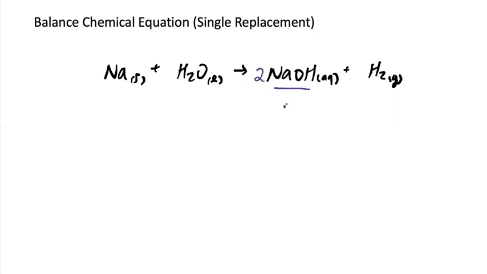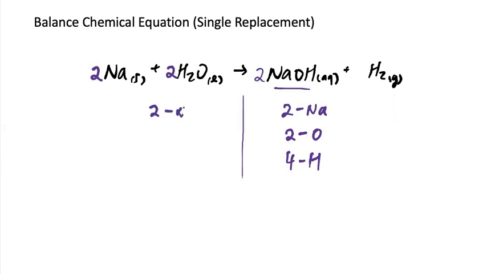So that becomes 2 Na and then 2 oxygens. And we have 4 hydrogens on the right side. So I will put a 2 here and a 2 here. Let's see. 2 Na, 4 H, and 2 O's. And we're done. Left-hand side equals right-hand side.